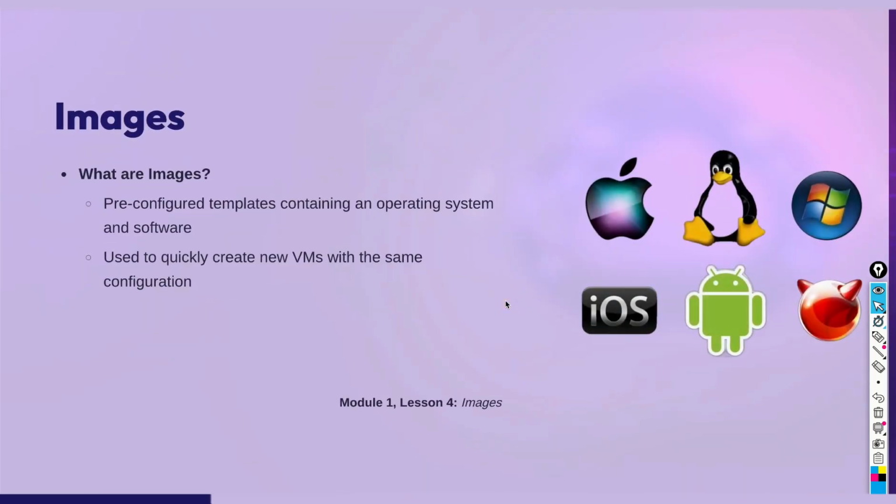So an image is a pre-configured template that contains an operating system and the necessary software to create the virtual machine. So instead of setting up each VM from scratch, you just use an image, which allows the user to quickly deploy new VMs with a consistent configuration because all these things are preset in the image. So using an image ensures that all VMs created from the same template have identical settings. All right, so management is easier and deployment is faster.